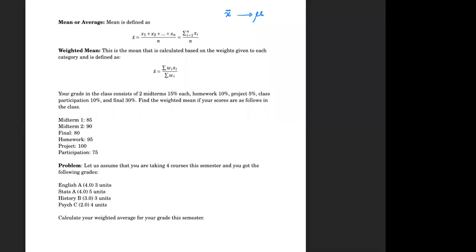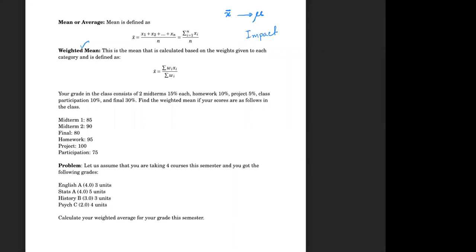Next, we're going to talk about something called weighted mean. And this is important for you to understand for a couple of reasons. The most immediate impact is how your grade is calculated. In this class, I use weighted mean to calculate your grade. On the very first day of classes, I may have given this example.